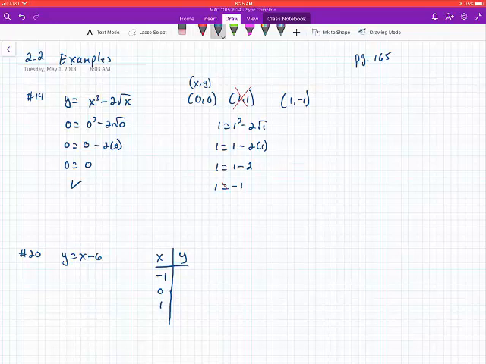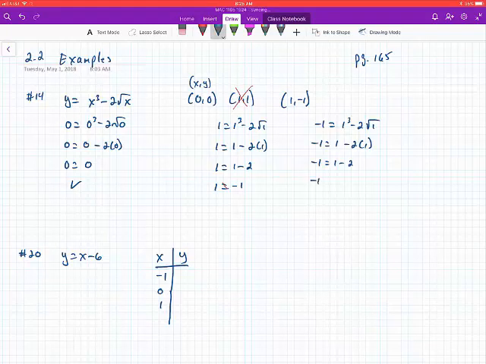And then the last point would be 1, negative 1, so it's going to be negative 1 is equal to 1 to the third power minus 2 times the square root of 1. And then just evaluating all this, 1 to the third power is 1, square root of 1 is 1, and then I get 1 minus 2 times 1, which is negative 2, right? And so I end up with negative 1 is equal to negative 1, and that's a true statement.